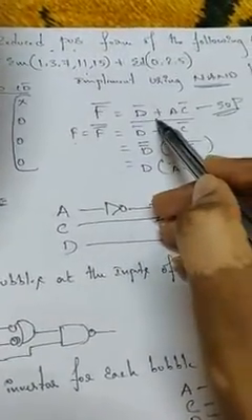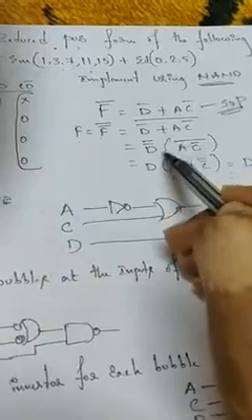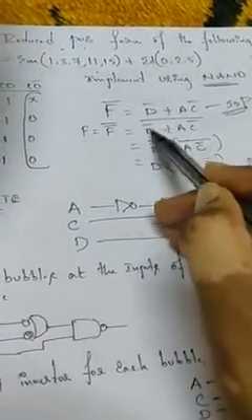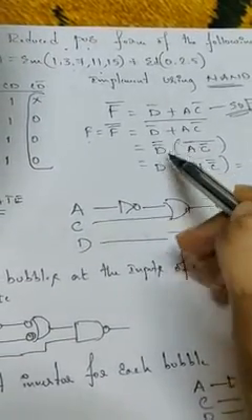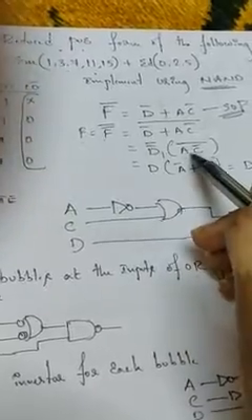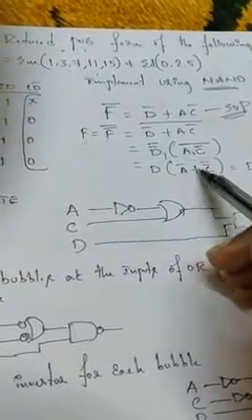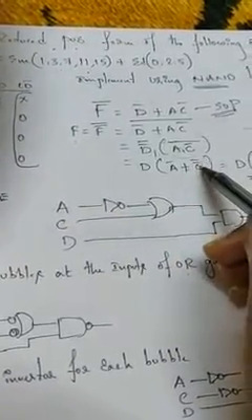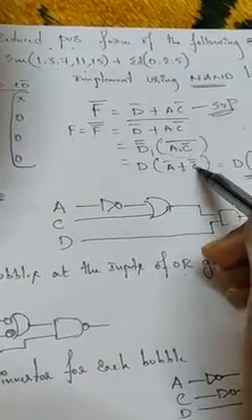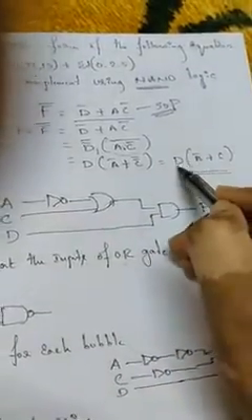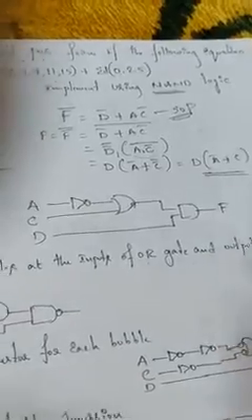If you remove this bar, this plus will be a product now. So the double bar cancels, and you remain with the D. If you remove this here, you get plus A bar plus C double bar, and the C double bar cancels. We'll get the final equation: D into A bar plus C will be your final equation.